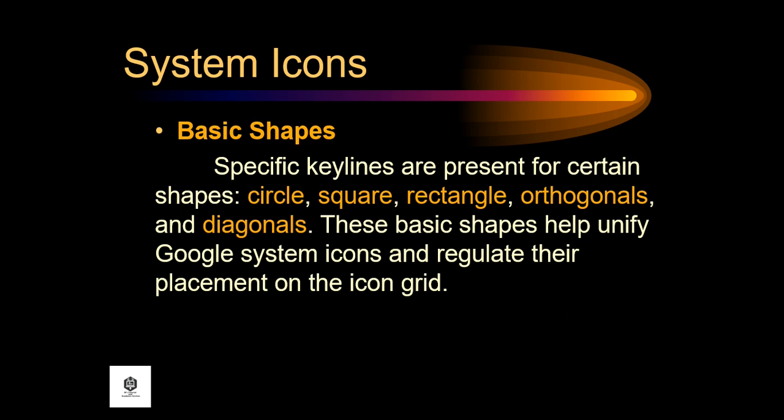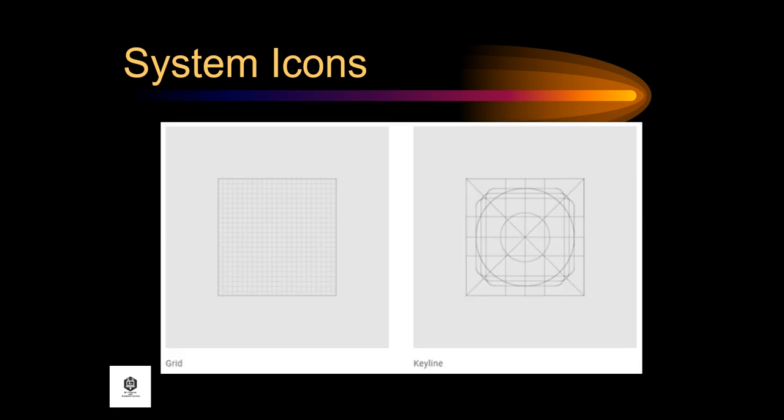Regarding basic shapes, specific keylines are present for certain shapes, such as circle, square, rectangle, orthogonals, and diagonals. These basic shapes help unify Google system icons and regulate their placement on the icon grid. So there's the example image of the grid and keyline.